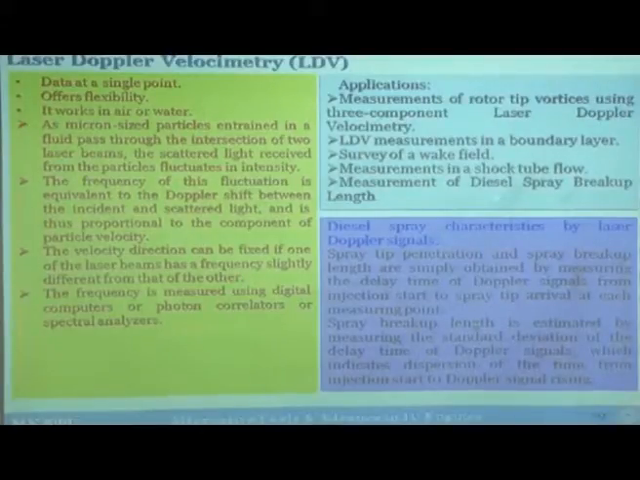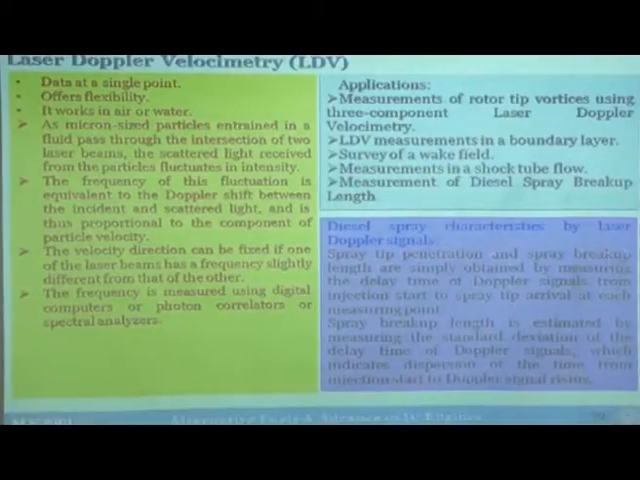Measurements inside a shock tube flow. So, even that is possible. Shock tube flow measurements are also possible using LDV. And then diesel spray breakup length or diesel spray measurements basically are also very difficult. Because these are dense sprays, that also can be tackled by LDV. Diesel spray characteristics by laser Doppler signals.